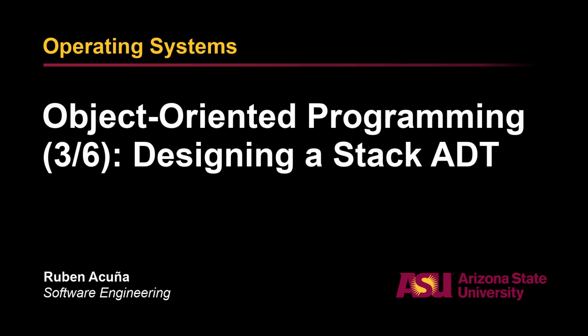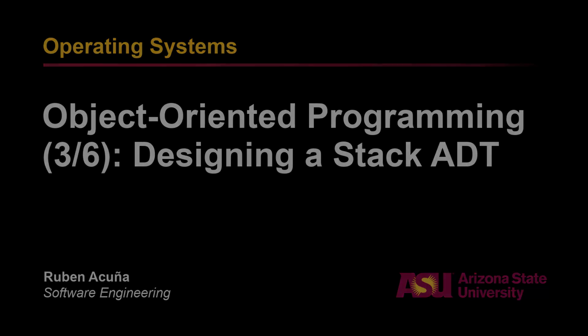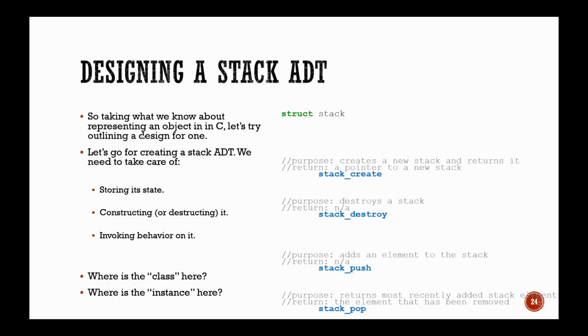Hey folks, in this video we're going to take a look at how to implement a stack ADT in C. Now as a first step towards it, we're going to basically design an outline for it. So we're not going to jump straight to the C implementation, we're just going to design this sort of outline for it. So what do we need to do?